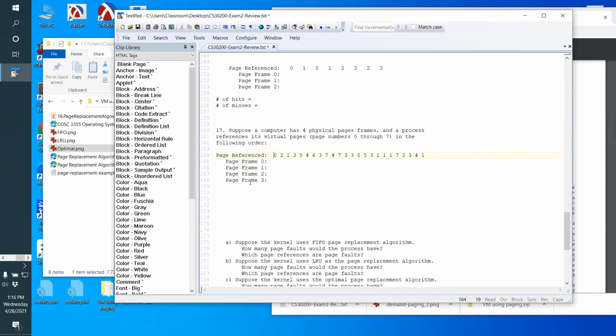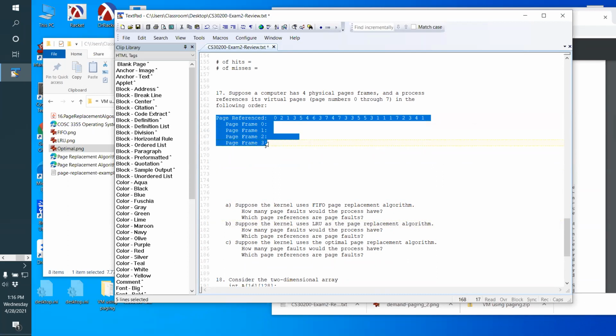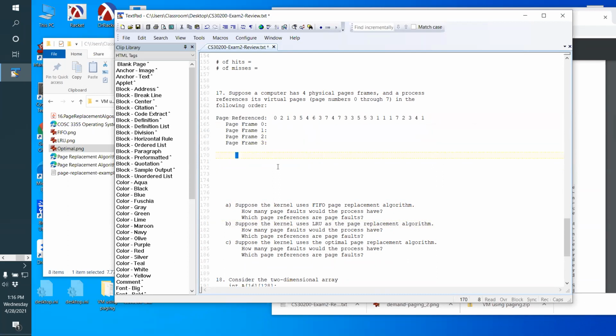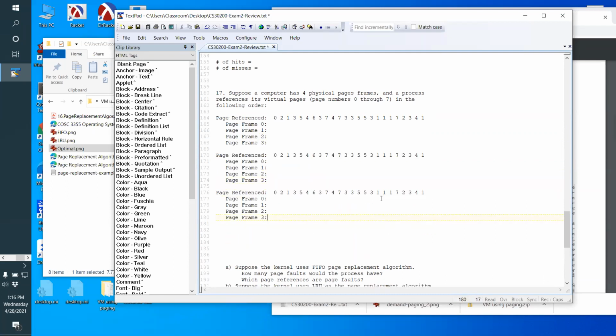4 page frames, and I want to access. Now notice that it looks like there's 7 pages, and there's only 4 page frames. The pages are going to get accessed in this order. Okay, now the problem says use first in, first out, least recently used, and the optimal one. So you actually need 3 of these tables. So if I'm going to set this up, I would do this table 3 times.